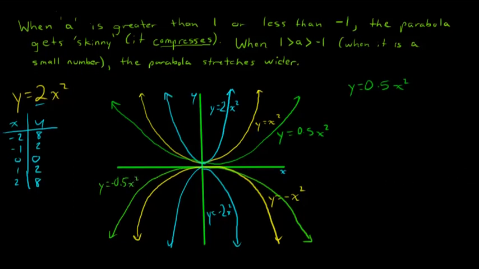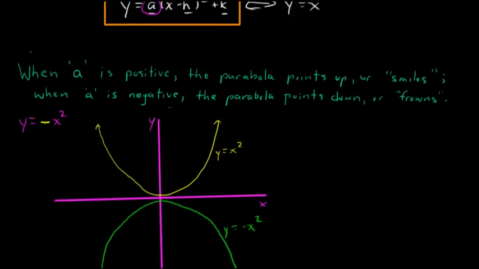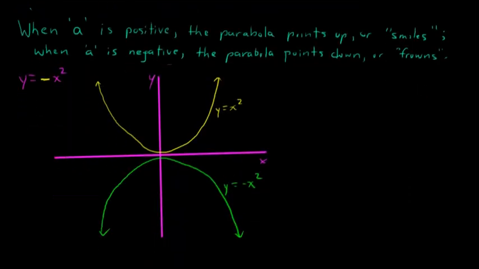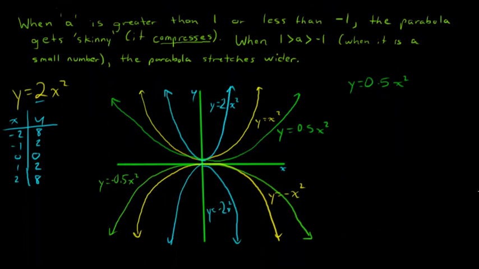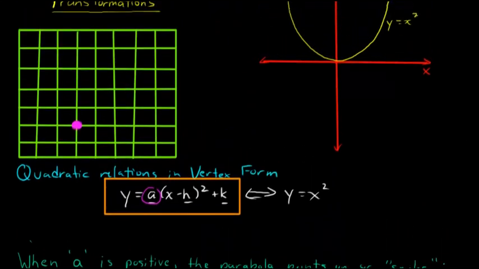So as you can see, a does two things to a parabola. First of all, when a is positive, the parabola points upwards. When it's negative, it points downwards. So smile and frown, that's easy to remember. And secondly, a can compress or stretch a parabola, and the bigger the number, or the further away from 0, from 1 or negative 1 it gets, the narrower it gets. And when it's between 1 and negative 1, when it's a tiny little number, it actually makes the parabola even wider. And that's what a does to a parabola in vertex form. So that's what this part does in vertex form.